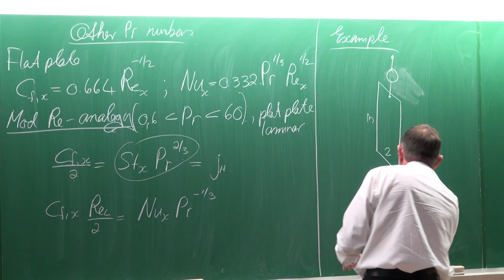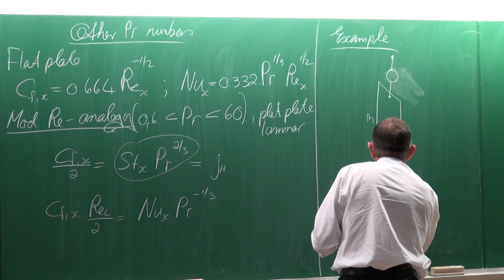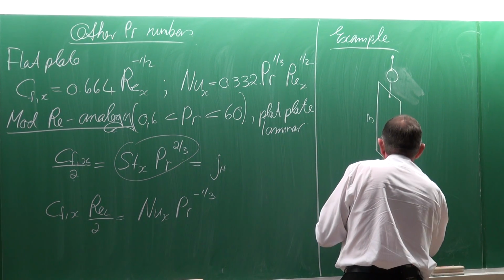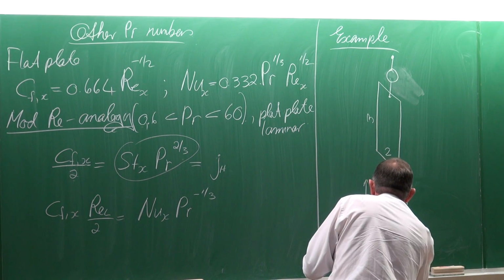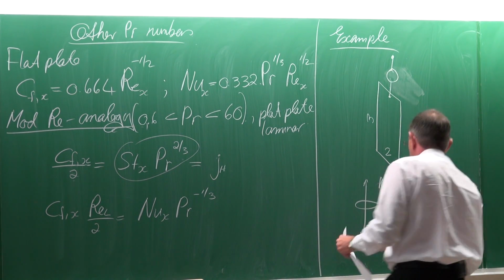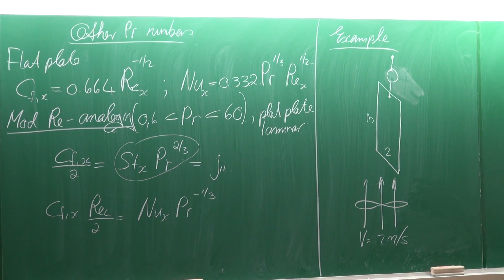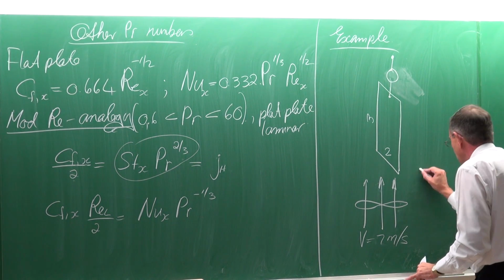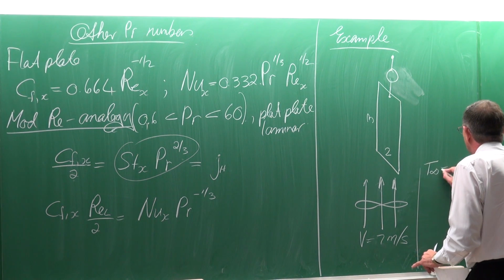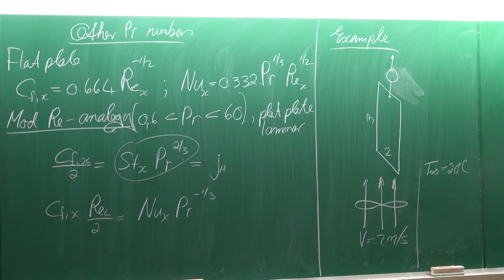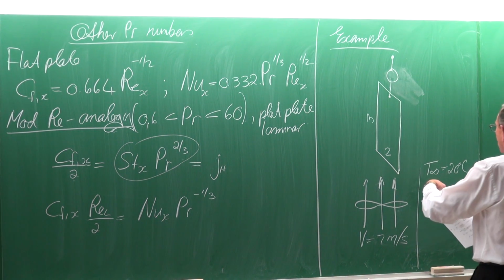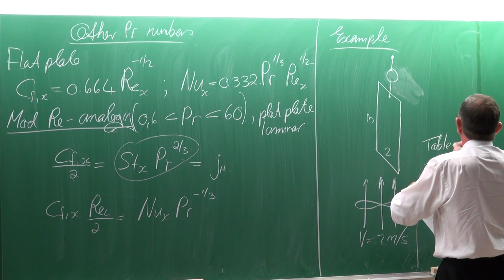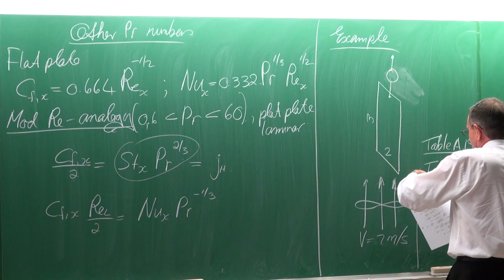Then we put on a fan, so that we have over the flat plate a velocity of 7 meters per second. The temperature we measure is 20 degrees Celsius. Why would we like the temperature? Because the viscosity is a function of temperature, and the density is also a little bit a function of temperature. So at that temperature, in table A15, we can go and get the properties.